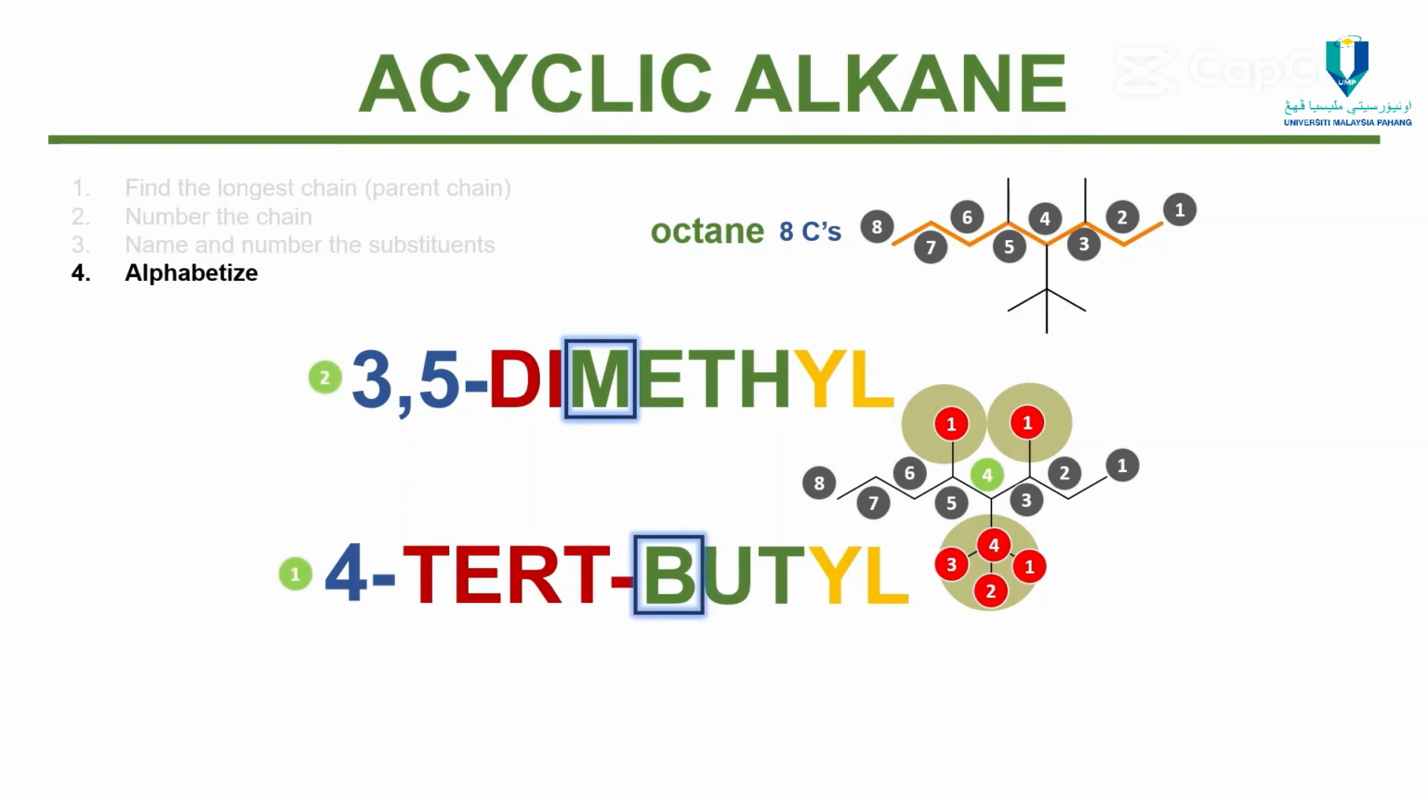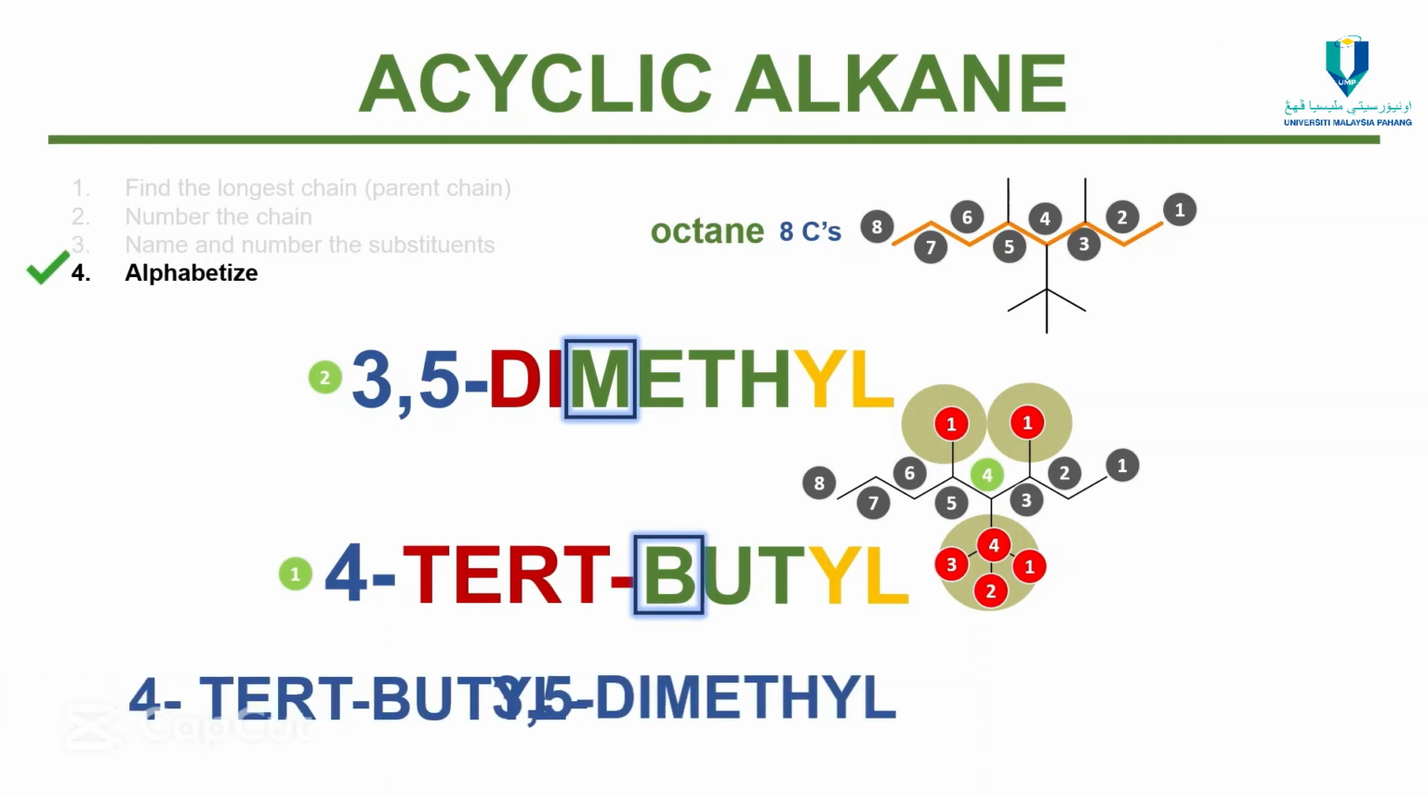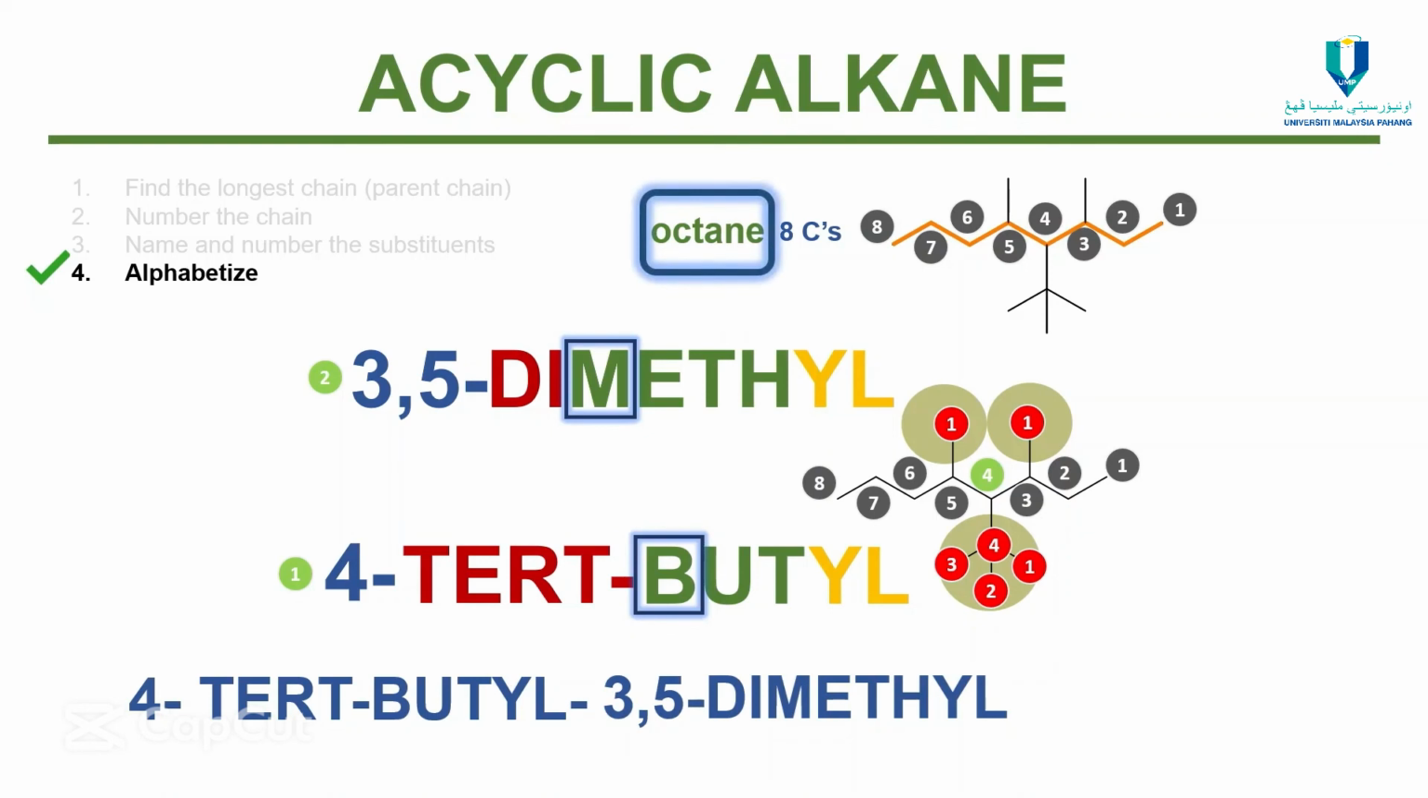So let's go ahead and arrange. So we have 4-tert-butyl, 3,5-dimethyl, and we have octane as our parent chain. So just combine and then we got the answer: 4-tert-butyl 3,5-dimethyl octane.